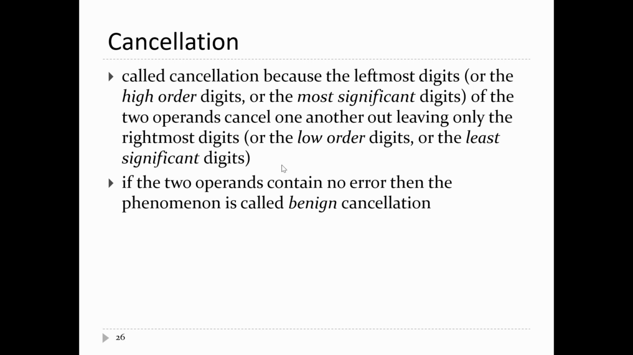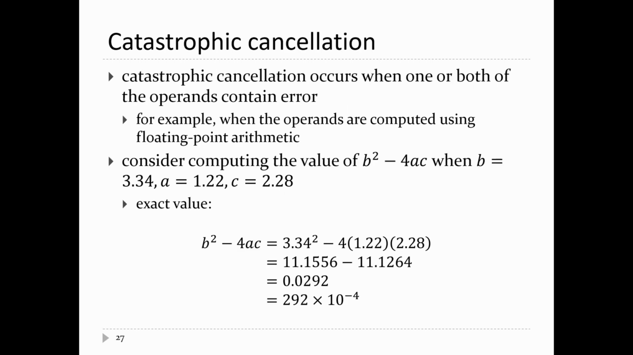So this isn't strange, this is just the way subtraction works. This is not a problem if your two values contain no error. You subtract the two values, you end up with the correct result. And so this is called benign cancellation. Cancellation always happens when you subtract two values because that's the nature of subtraction. If your values have no error, there's no problem. Compute the difference, it's the correct value. So we say that the loss of digits is not important, it's benign. That's not true when your two inputs have some error.